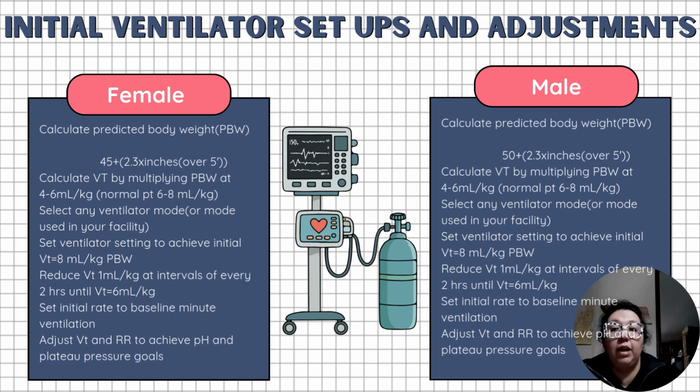you will do it 4 to 6. So for your low range, you multiply that body weight by 4, and that'll be the low tidal volume for your patient, and you multiply it by 6 for your high tidal volume. So you'll try to pick somewhere in between, so you're not too low or too high. You can have some wiggle room and adjust it.